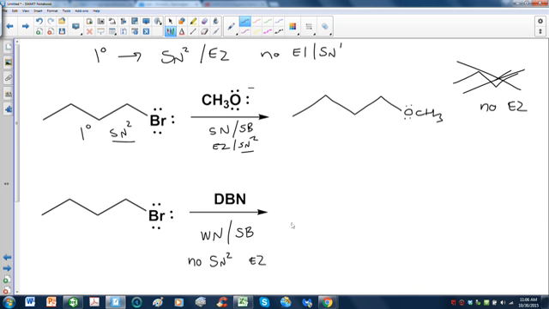Although the alkene that we get is not stable, it's the only product because this guy is too big to act as a good nucleophile. Therefore, it only acts as a base. All right. So therefore, we only see elimination by an E2 mechanism.